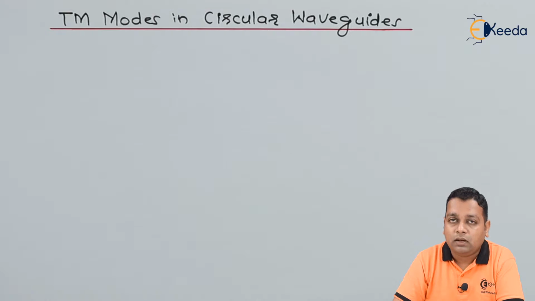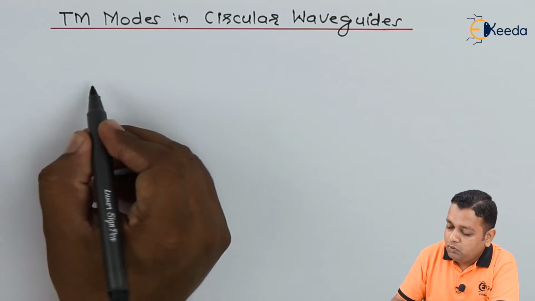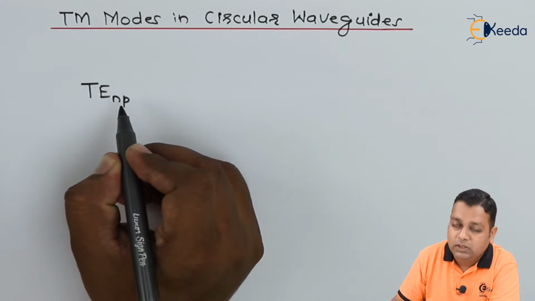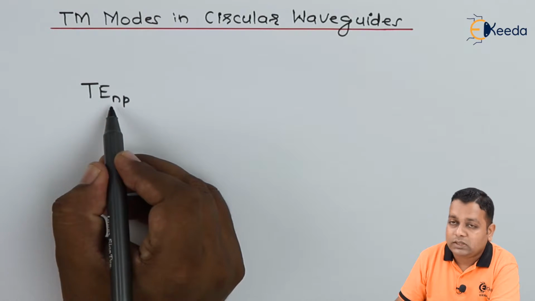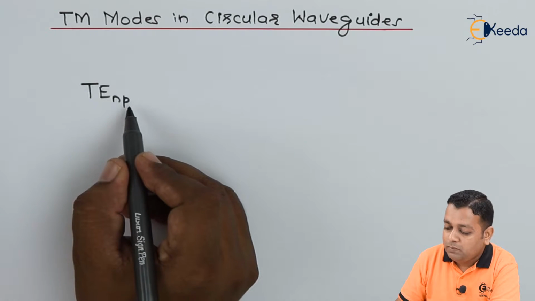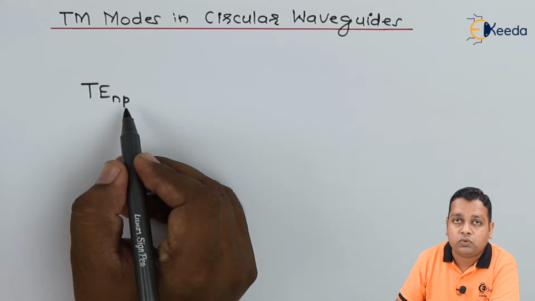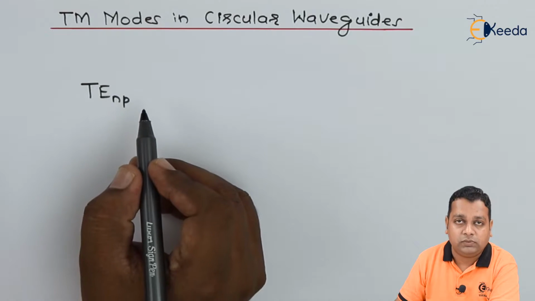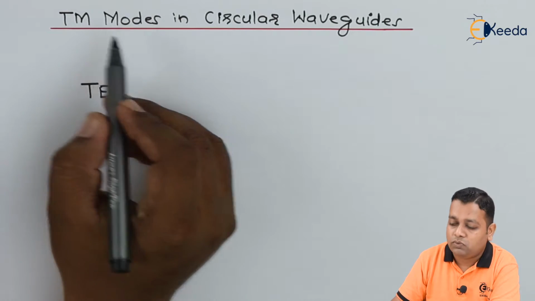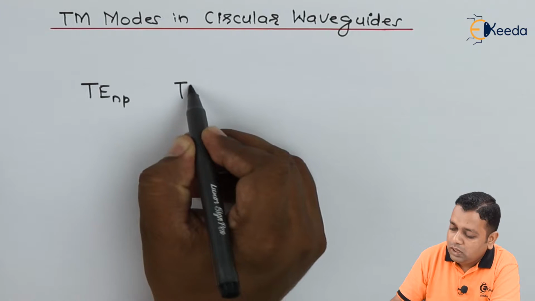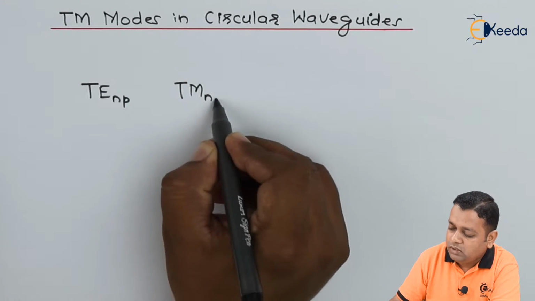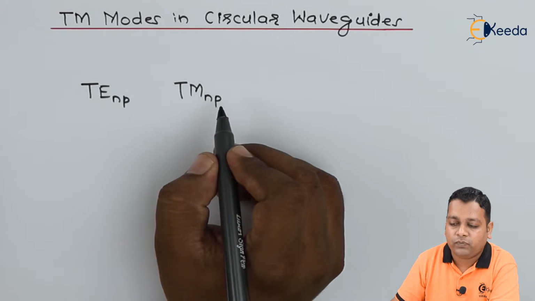As in the earlier case of transverse electric mode, we have designated the representation TE suffix np, where n gives us the number of full cycles corresponding to the field vectors and p corresponds to the pth root of the nth order Bessel's function. Now, as we have to deal with the TM modes here, in a similar fashion we have the notation of transverse magnetic, TM suffix np.